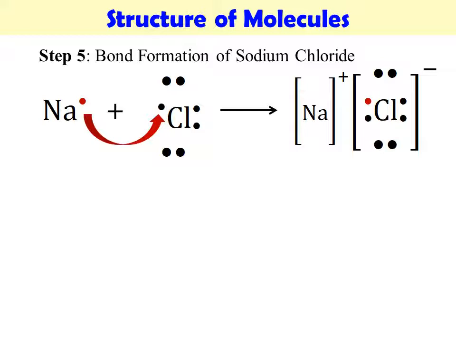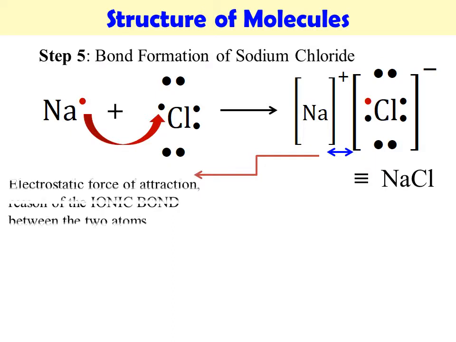Now, there is an interesting thing. This bond is something different. It is equivalent to NaCl. And after that, you can see this blue double arrow symbol. It's basically the electrostatic force of attraction. As you can see, the plus and minus together, that's the electrostatic force of attraction, which is the reason for the ionic bond between the two atoms. That's called an ionic bond because it's forming between ions, cations and anions. So it's an ionic bond.